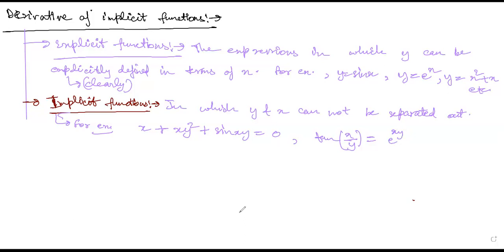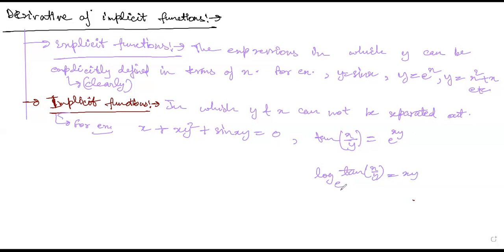We will not be able to separate x and y here. If you take tan to the right hand side, it becomes tan inverse, but still x and y are both in the second term. And if you take e to the left hand side, then it becomes log. I'm telling you the transformation. So you can write it like this: log of tan x upon y base e is equals to xy.